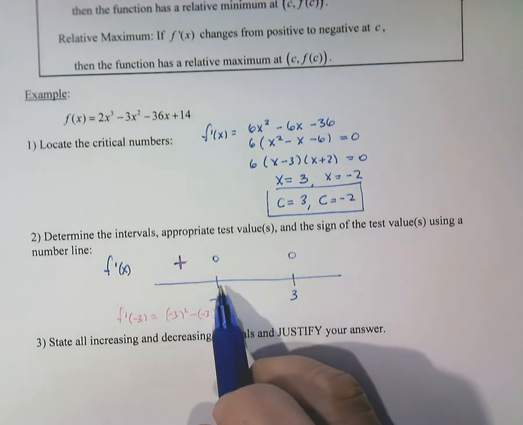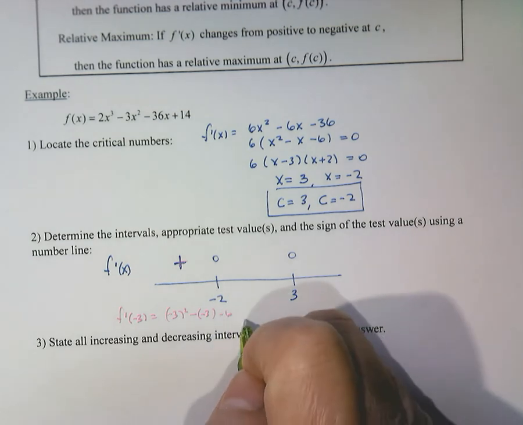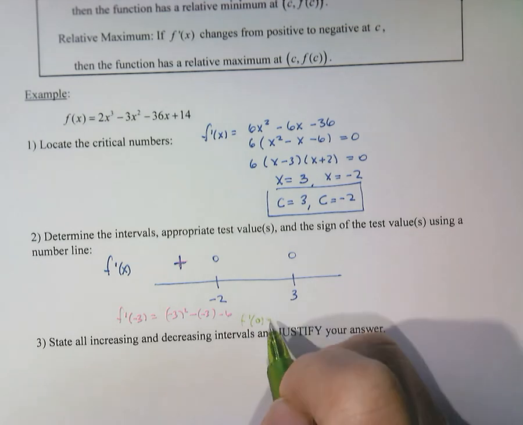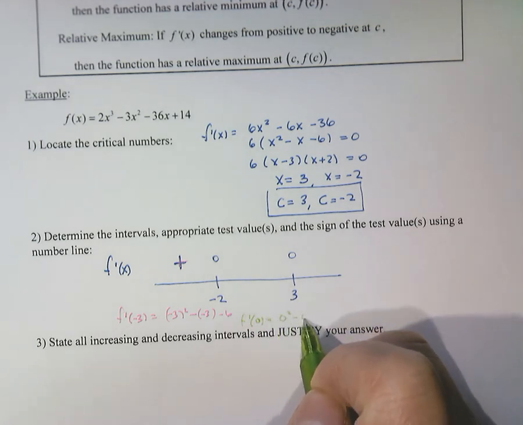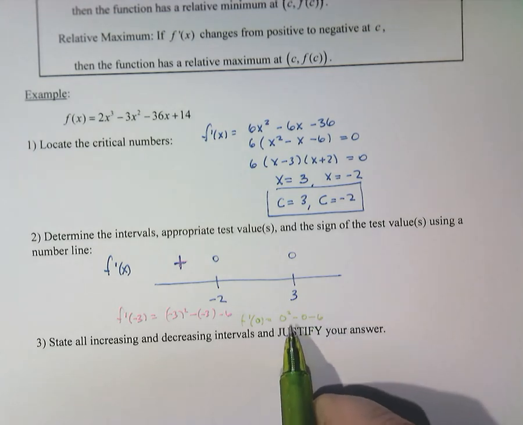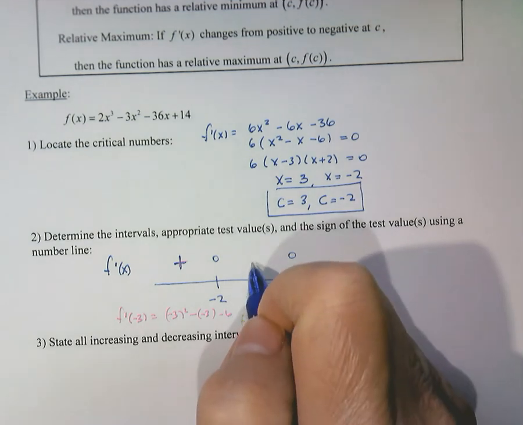Then I need to pick a number between negative 2 and 3. I'm going to pick 0. So I'm going to do f prime of 0. So I get 0 squared minus 0 minus 6. 0 minus 0 is 0. 0 minus 6 is negative 6. So that means I'm going to get a negative number here.